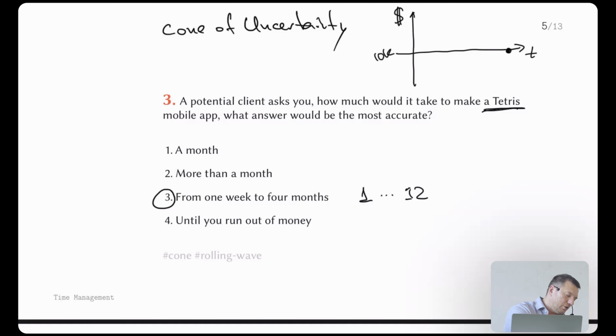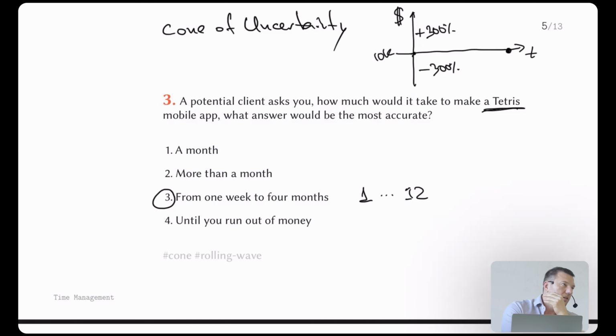When we start the project at this point of time, that's the idea of the cone of uncertainty: we can only estimate the final result with a certain amount of uncertainty. And in the beginning of the project, this amount is, they say, plus 300%, minus 300%.